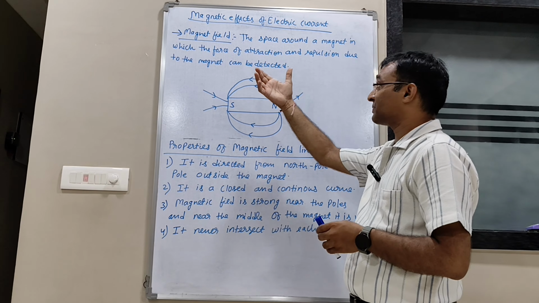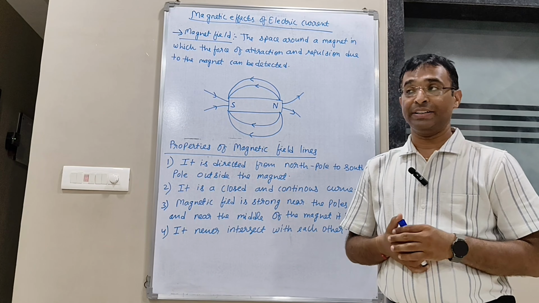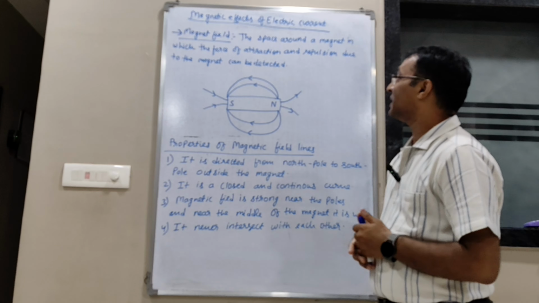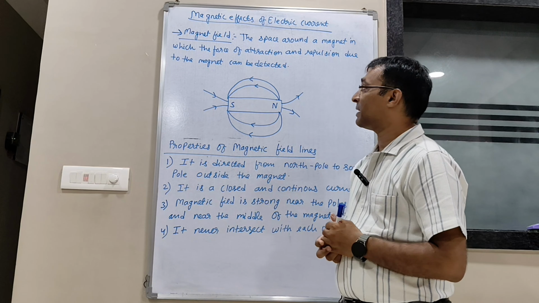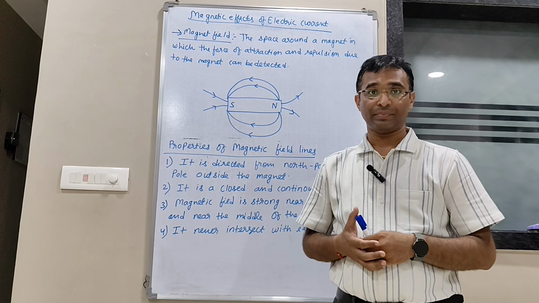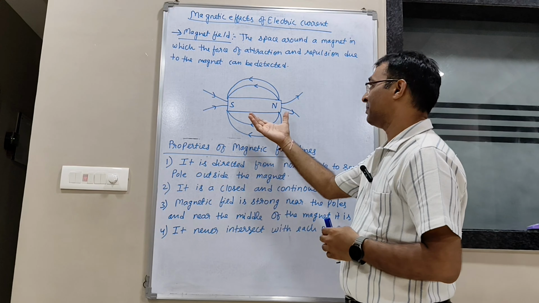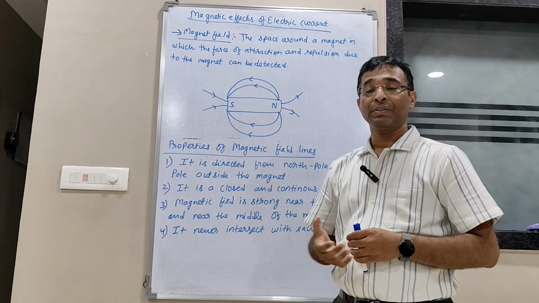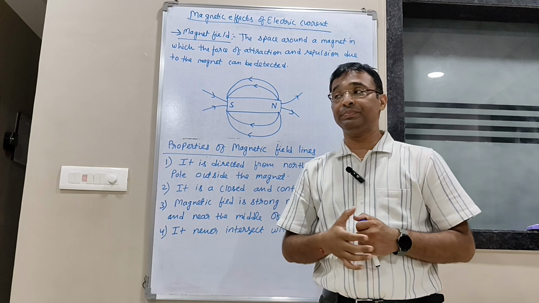First of all, let's start with the magnetic field. What are magnetic fields? The space around a magnet in which a force of attraction and repulsion due to the magnet can be detected. Magnetic field lines have a force, and this we will see. Consider a magnet with north and south poles in the magnetic field.